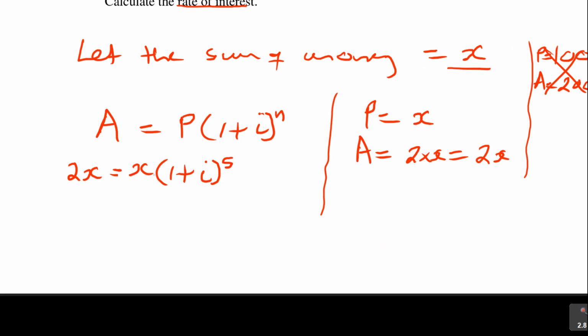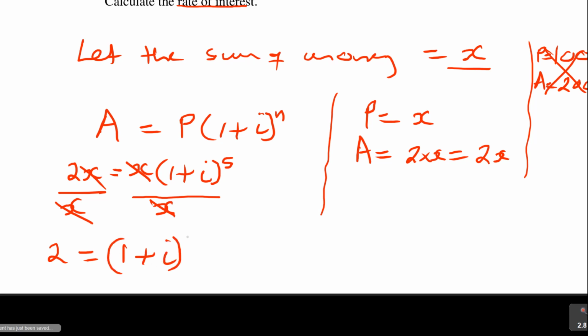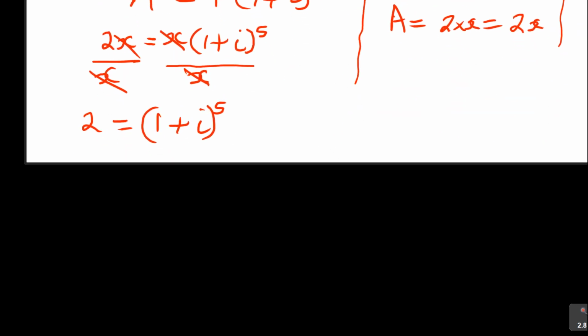Because we're interested in finding i, first of all, divide by X. You divide by X because it's outside the bracket. See, that's why they gave it X. There is no more X. So you've got 2 is equal to (1 + i) to the power 5. Are you with me? What do you do next?